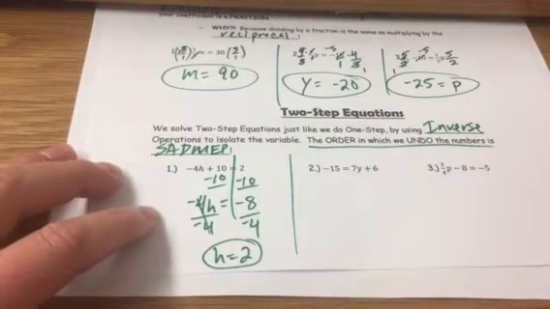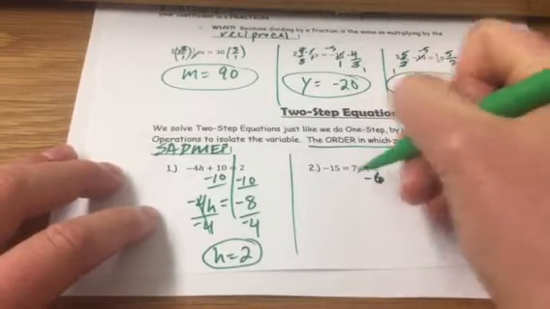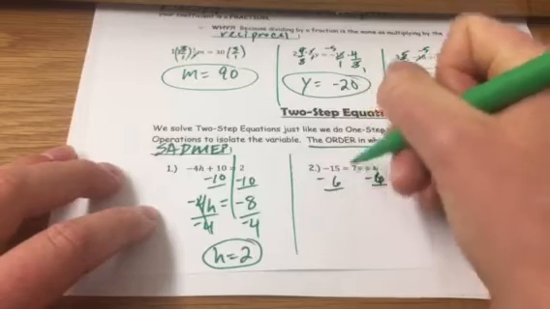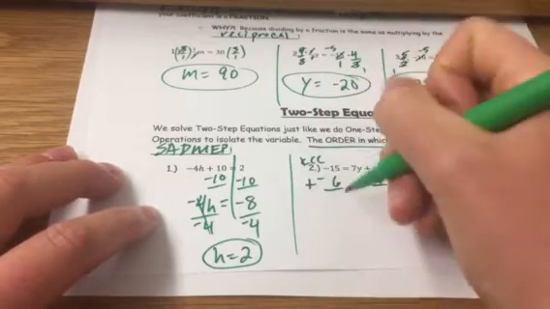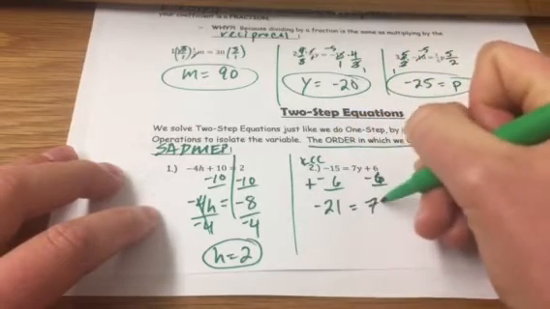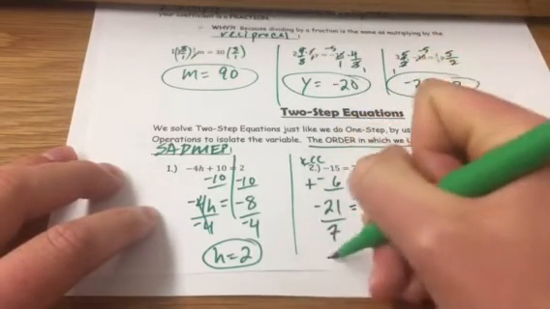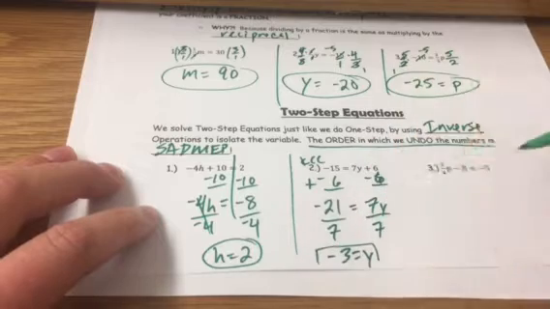7y plus 6 is equal to negative 15. I'm going to subtract 6 from both sides first. This is a KCC situation, so that's the same thing as plus and negative. So it's going to be negative 21 equals 7y. Divided by 7, negative 3 equals y.